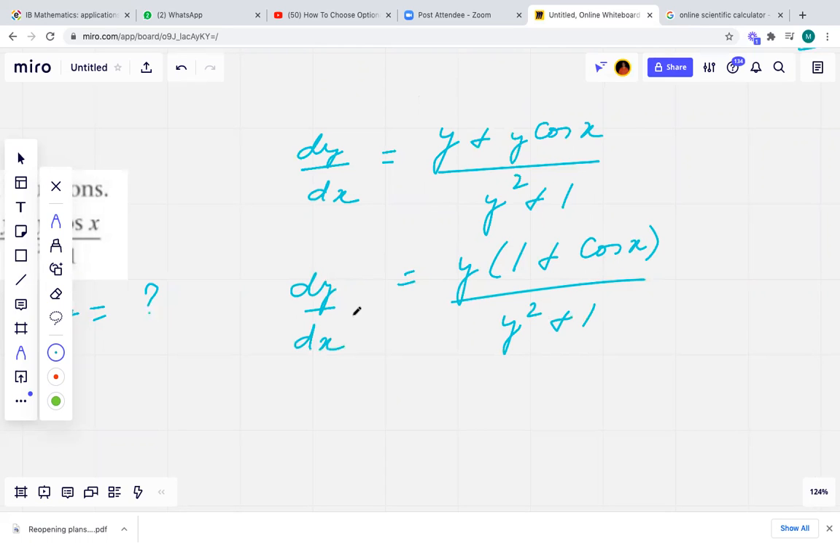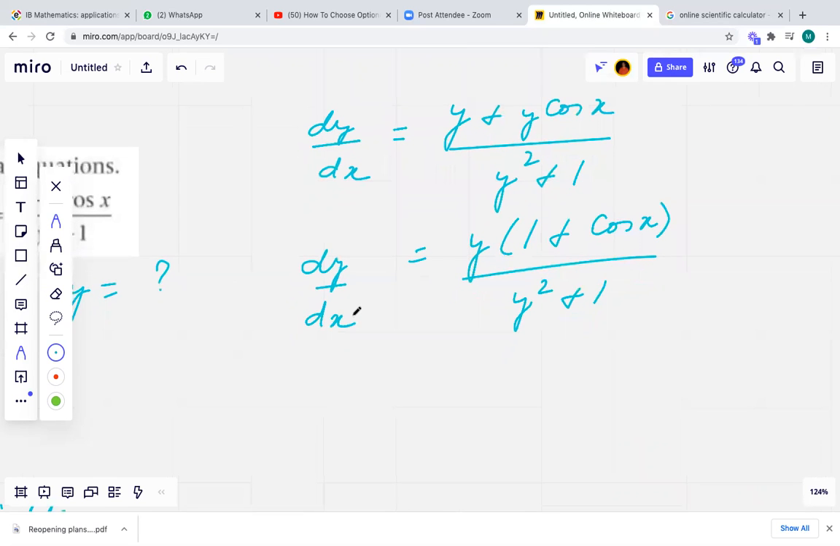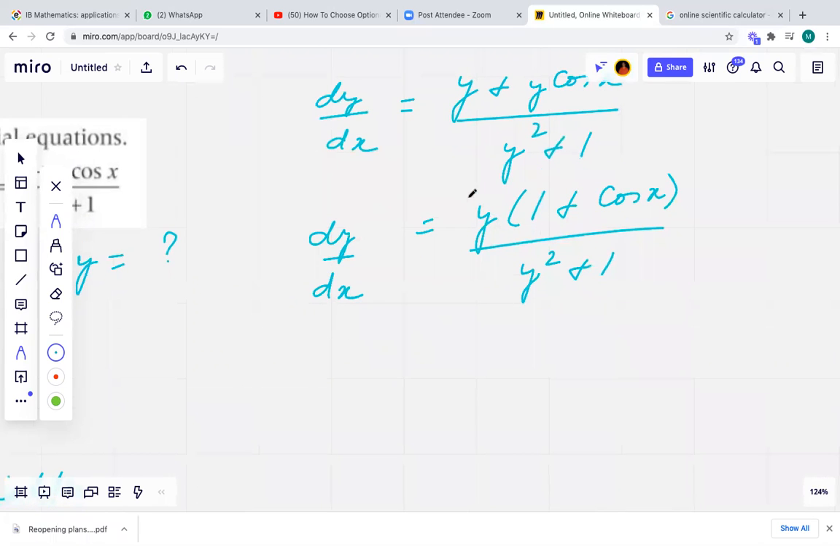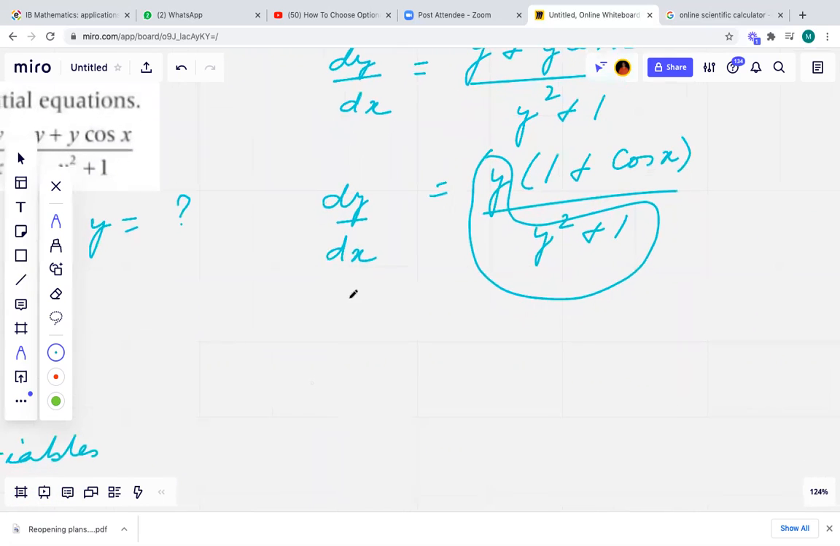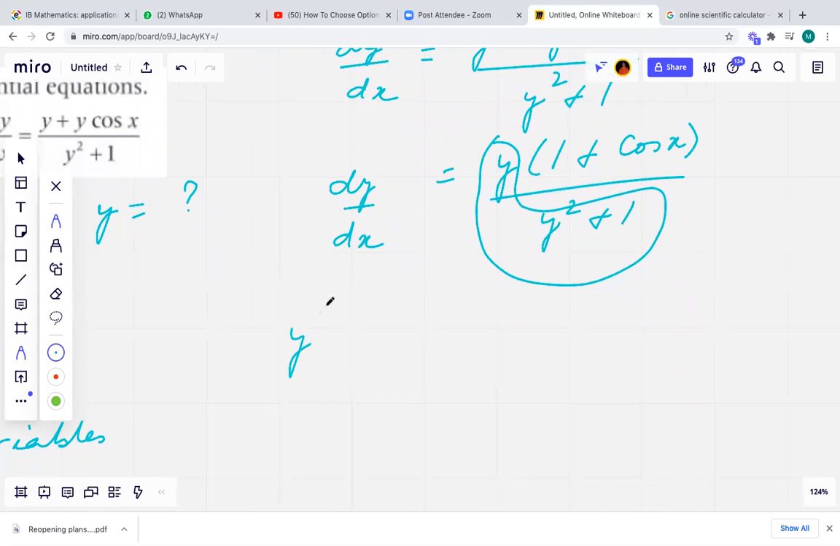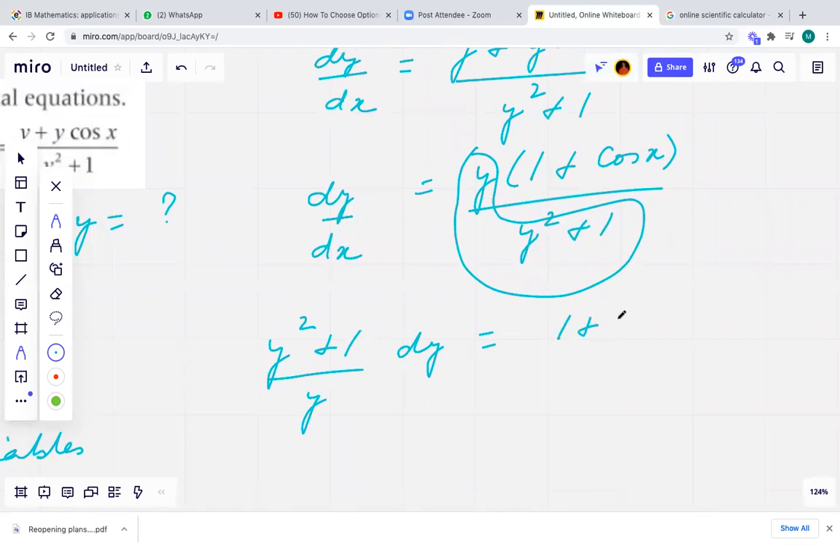Now, how will I separate the variables? I want x and y to be separated. What will I do now? They already are separate, no? Yes. So what will be the next step? You will take this, attach dy and put the other one on the other side. I will say y square plus 1 upon y dy is equal to 1 plus cos x dx.